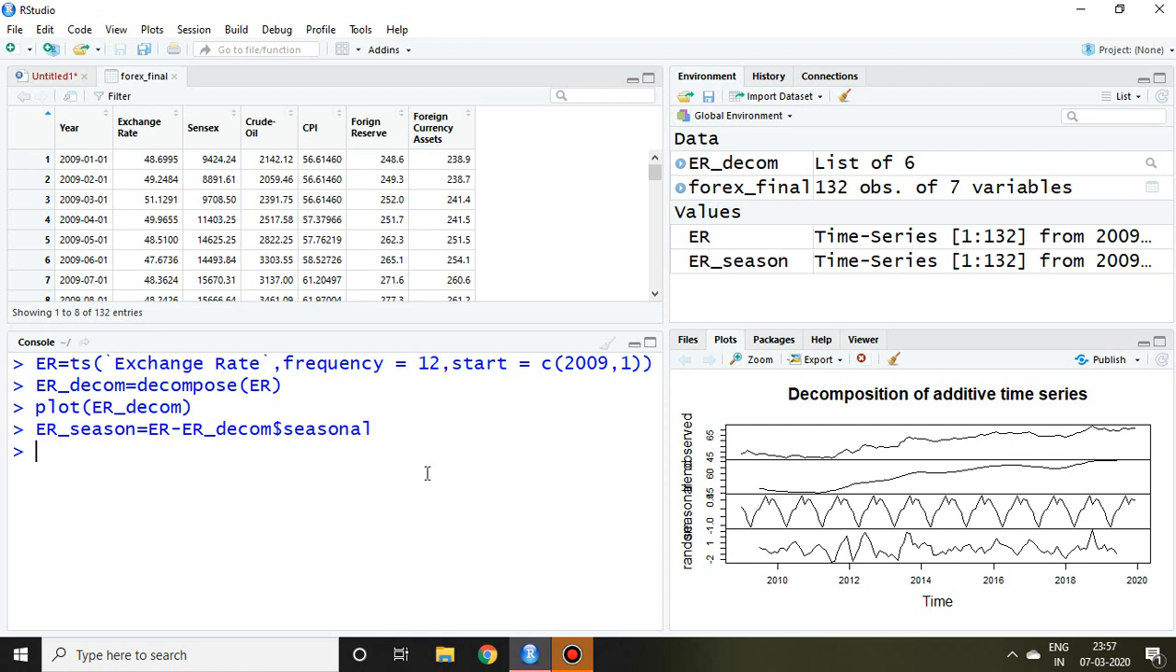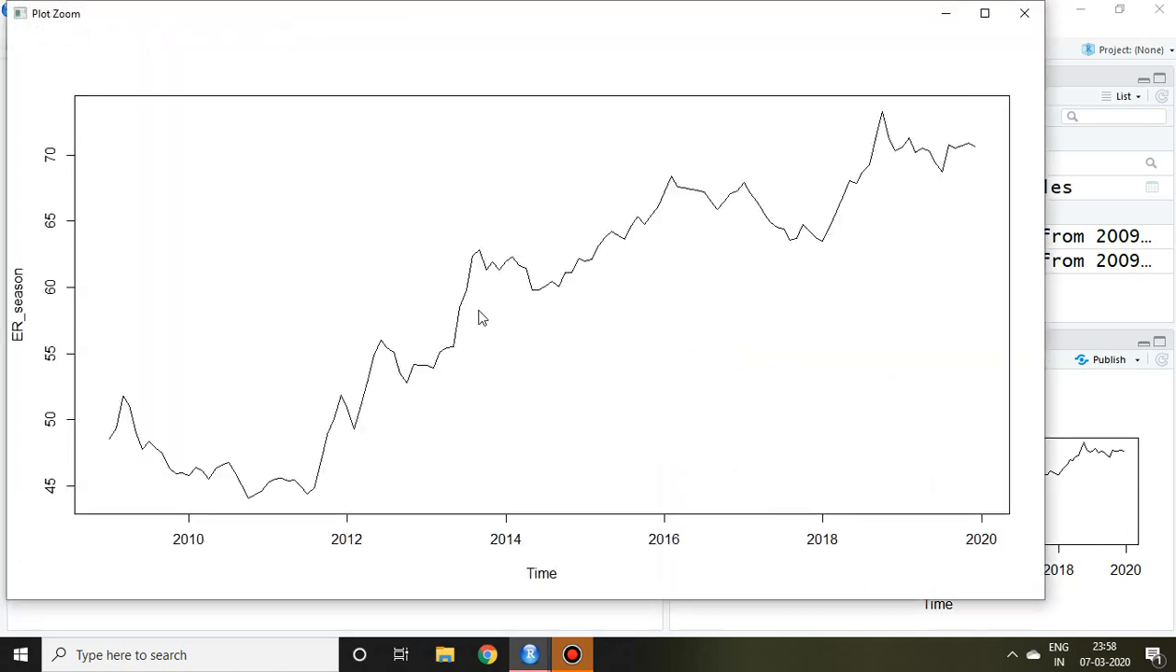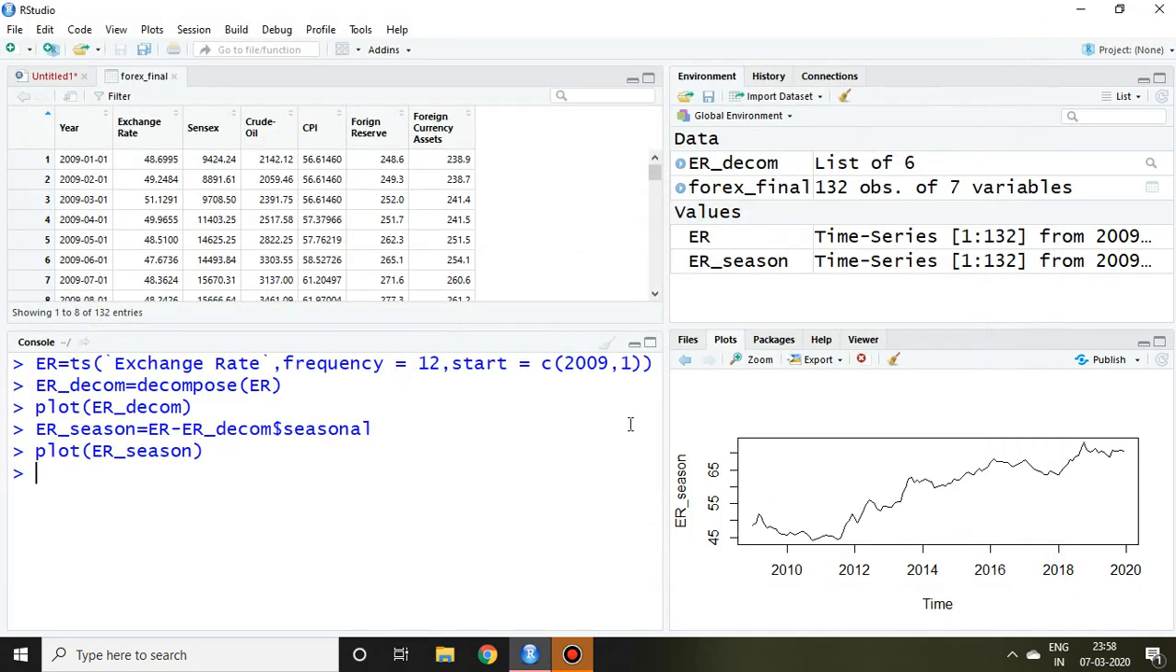Now the seasonal effect has been removed from the series, which is found here in form of ER underscore season. If I make a plot of that series, then I write here plot ER underscore season and then enter. Well, this series contains only trend and irregular variation, because seasonal effect has been removed from this series. So that is all about how to decompose a series and remove seasonal effect from any particular series.